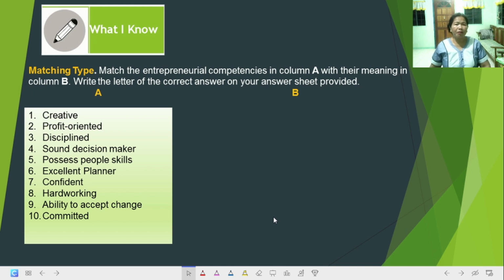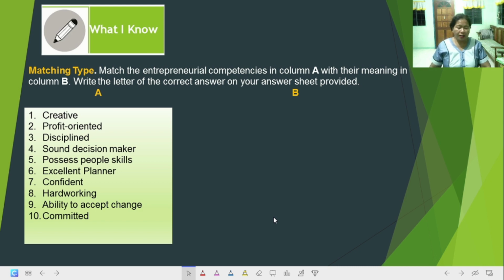Match the entrepreneurial competencies in column A. You have there the column A, listed 10 items. We have creative, profit-oriented, disciplined, sound decision maker, possesses people skills, excellent planner. Number 7, confident. Number 8, hardworking. Number 9, ability to accept change. And the last one is committed. Those are the words that you have to match to the meaning in column B.